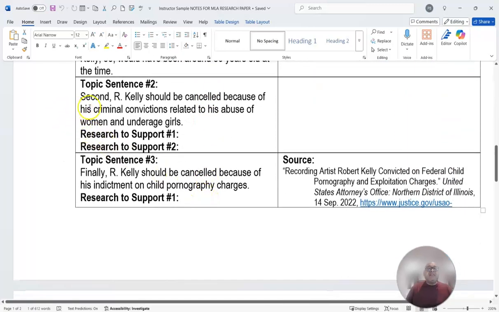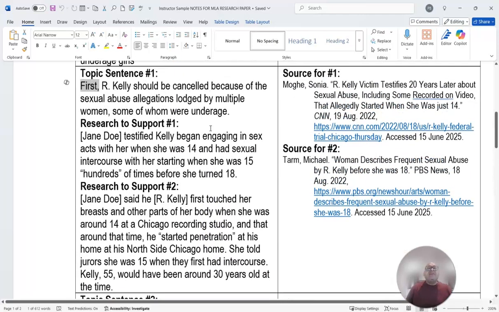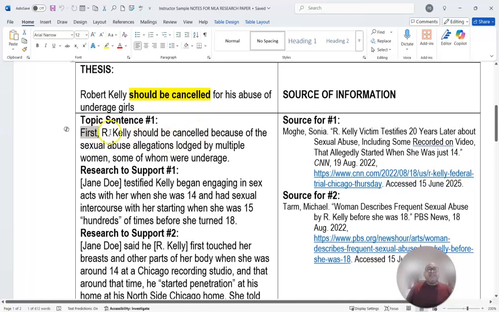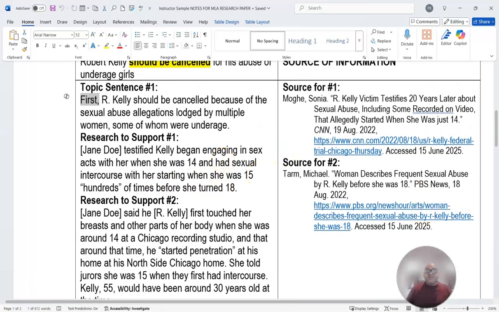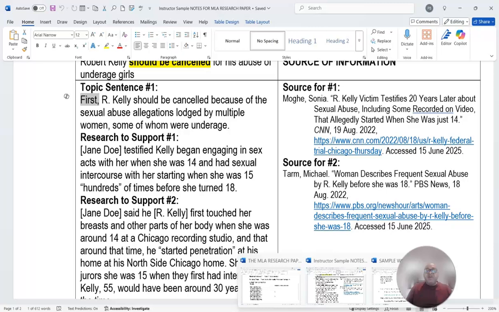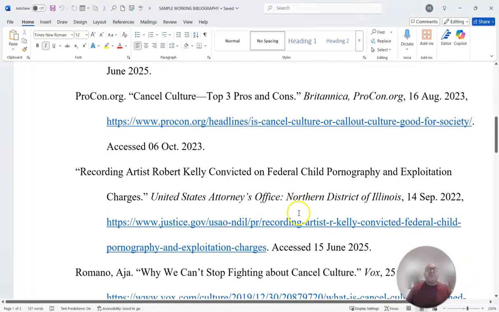Next topic sentence. Second, R. Kelly should be canceled because of his criminal convictions related to his abuse of women and underage girls. And topic sentence number three, R. Kelly should be canceled because of his indictment on child pornography charges. So those are going to be my topic sentences. That's the first thing I have to do. After I get my topic sentences, now it's time for me to go to my research. I'm going to go to my working bibliography and I'm going to start pulling information from my sources.